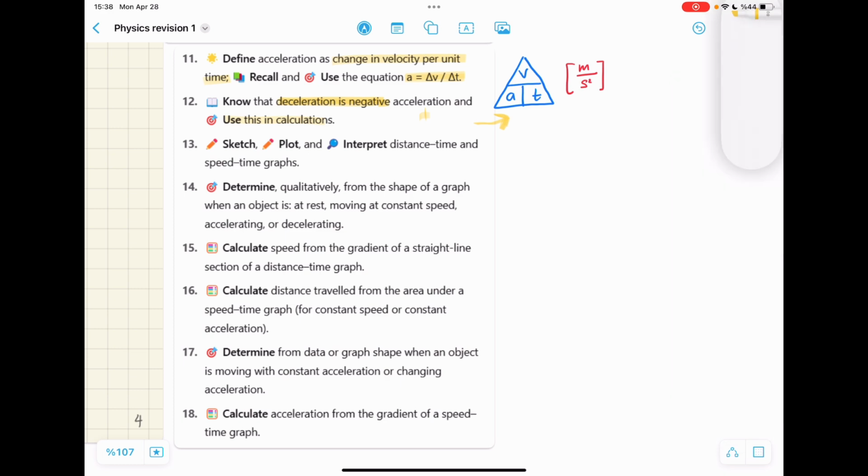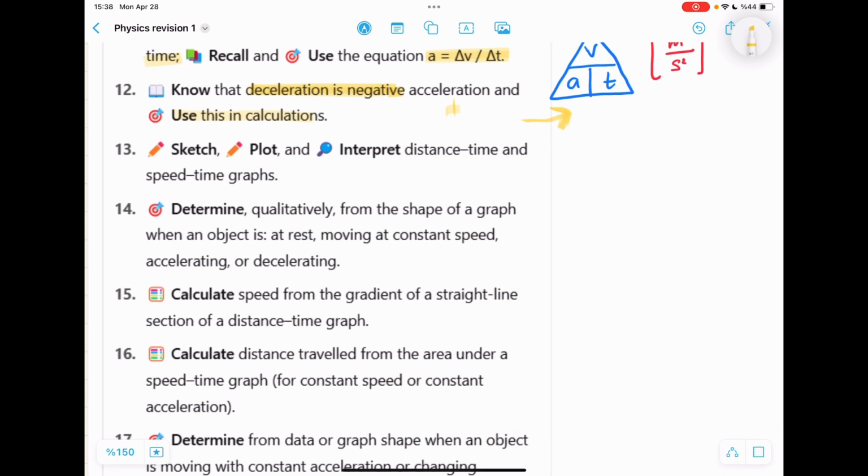Okay, so sketch, plot, and interpret distance time and speed time graphs. This is very important. This is important also for paper 4 and paper 6, for all of them, understanding these graphs. So if you have issues with this, I would advise additional revision of this topic, because it's very important, and the concept of a gradient will repeat throughout the whole physics.